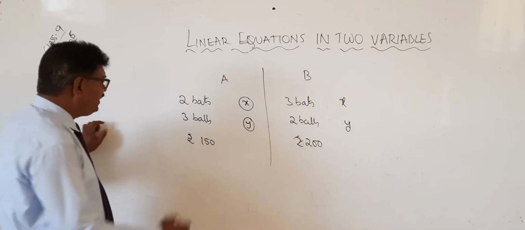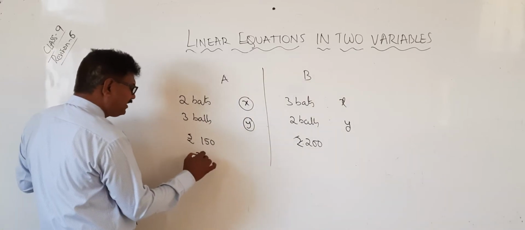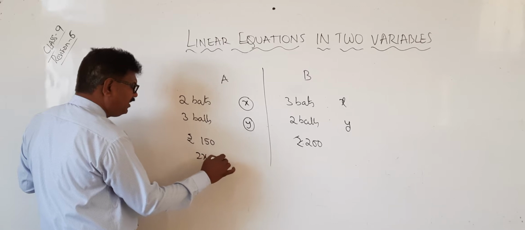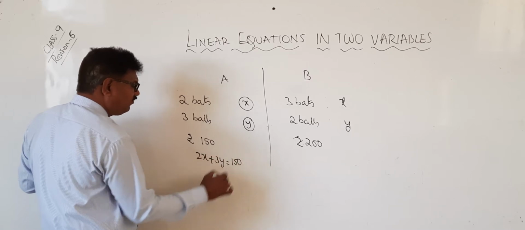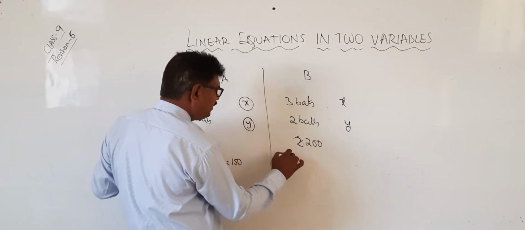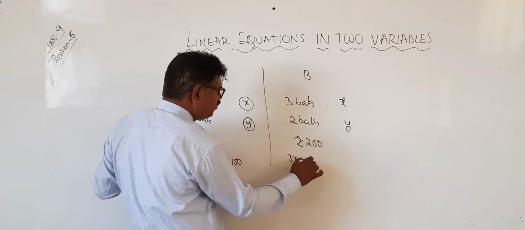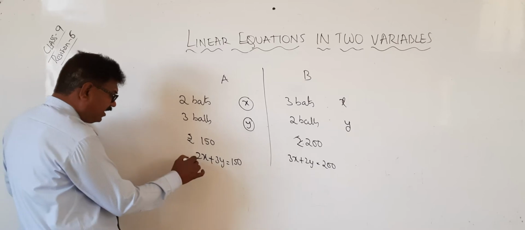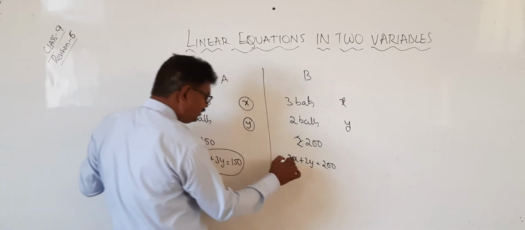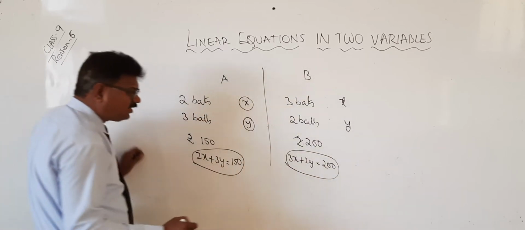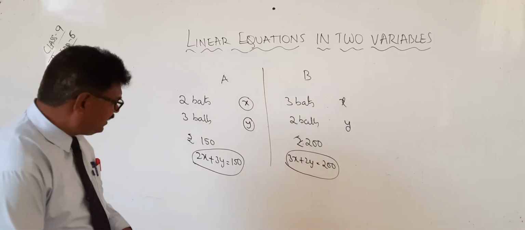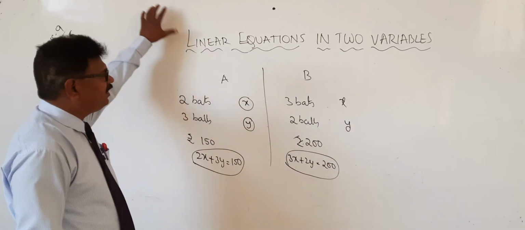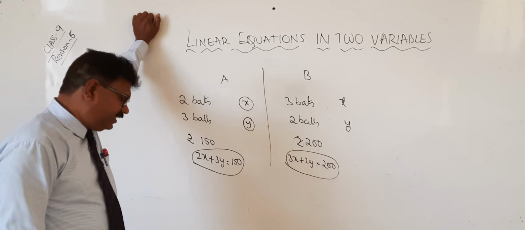Then what happens? You see, 2x plus 3y is equal to 150. Here you see 3x plus 2y is equal to 200. So here two variables, here also two variables, because here two quantities are there. Therefore, instead of one variable, we have taken two variables.